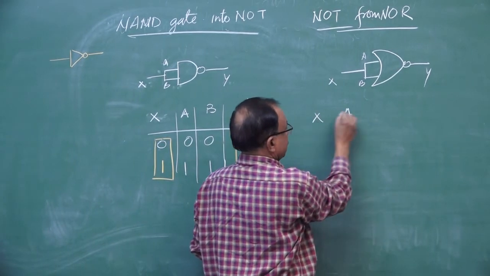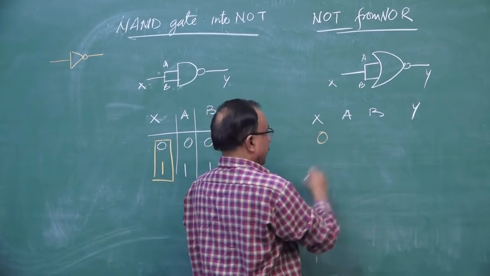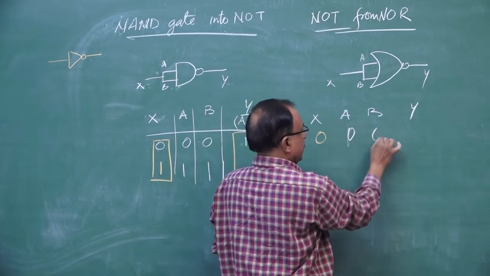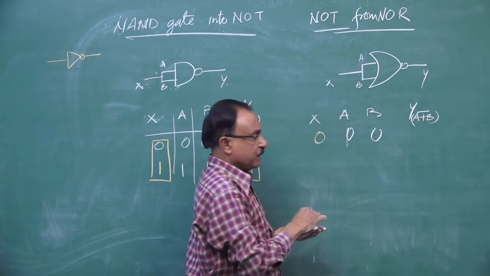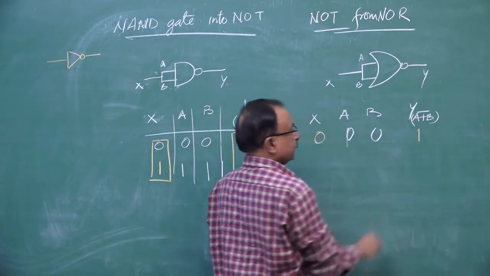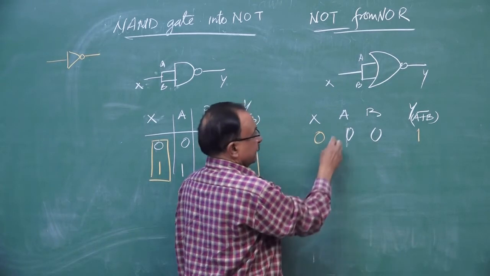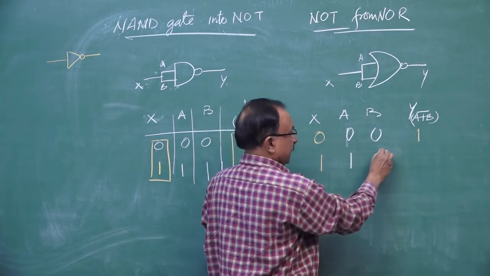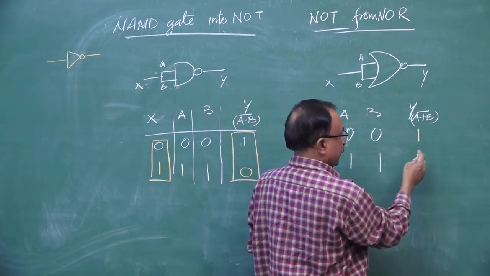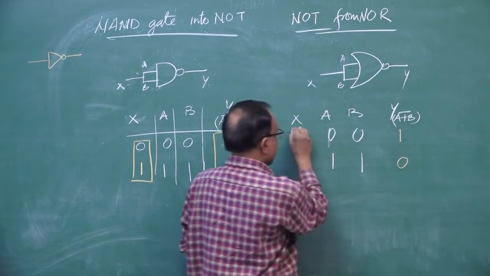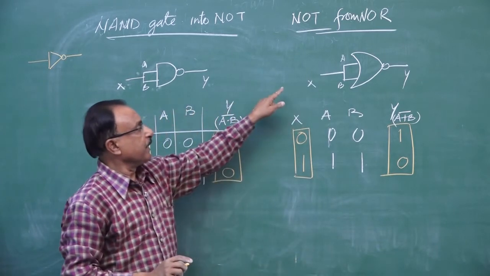We have X, A, B and Y. If X is 0, then A will be 0, B will be 0, and Y is (A plus B) NOT. So 0 plus 0 is 0, and the invert of it is 1. So for 0 we get 1. If X is 1, then A will be 1, B will be 1, and Y will be 1 plus 1, which is 1, and the invert of it is 0. So we got 0. So at 0, 1 we get 1, 0. It is again working like a NOT gate.